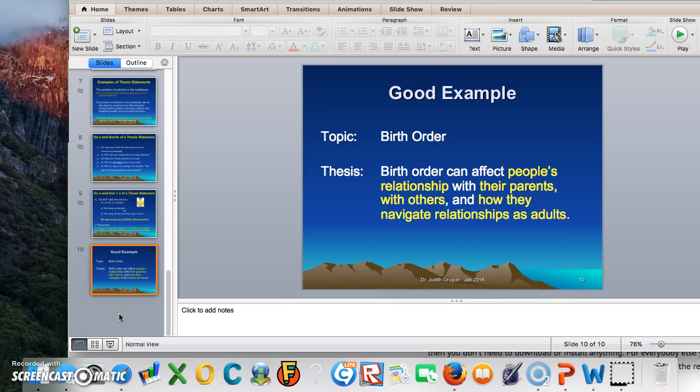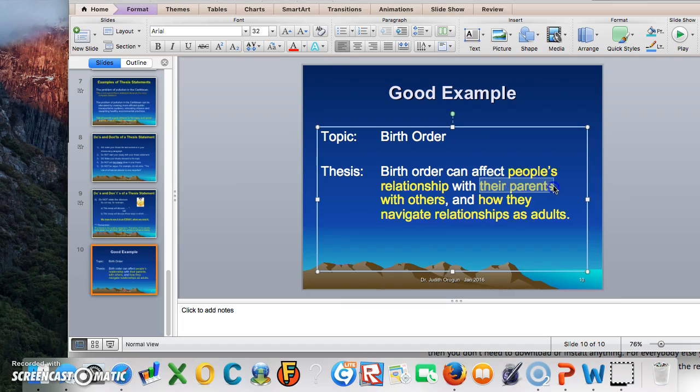If I see this, I'm going to be judging the essay by how well the writer does these three things. One, relationship with parents, then relationship with others, and finally, how such people navigate relationships as adults.